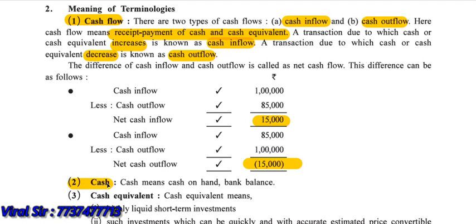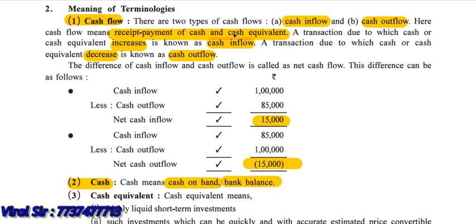The second term is cash. Now, what do we include in cash? We include two things in cash: cash on hand and bank balance. Both are included in the term cash. If we use the term cash for this particular chapter, cash flow statement, it means cash on hand plus bank balance.